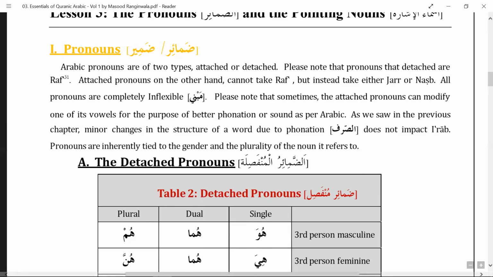Number. Number will be based on the meaning, because for each meaning you have different pronoun. Like this is for one boy, this is for two boys, and this is for many boys, or plural.